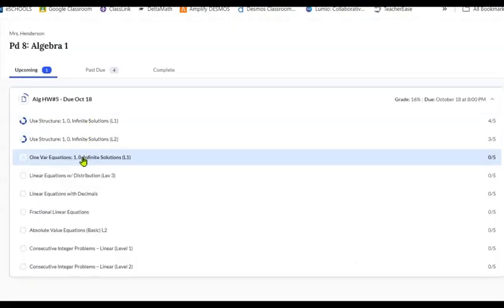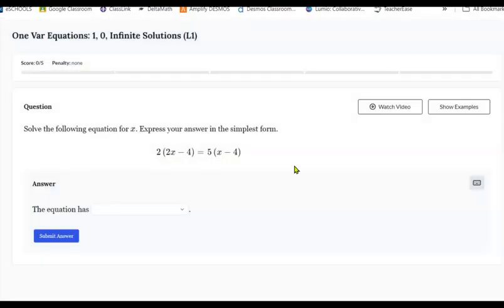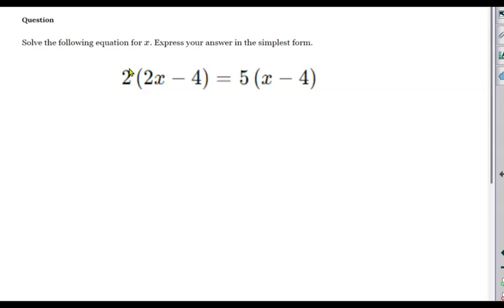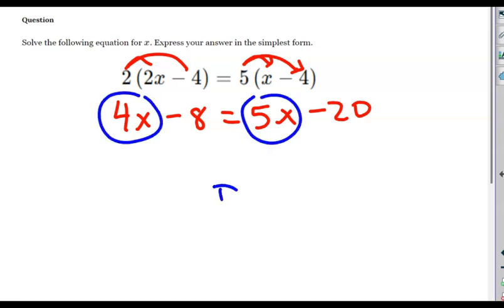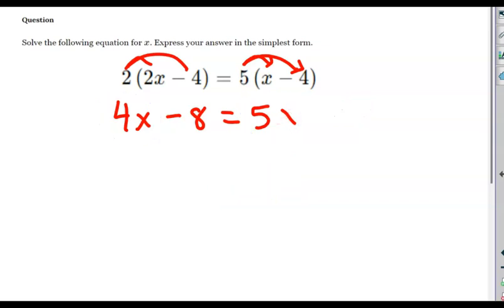All right, the next section asks you to solve some equations and decide how many solutions there will be. So you're going to need some scrap paper for this section. Once I distribute on the left-hand side, I get 4x minus 8, and when I distribute on the right side, I get 5x minus 20. Now the left and the right side each only have one variable term, and they are different. So we know already that we are going to have one solution.